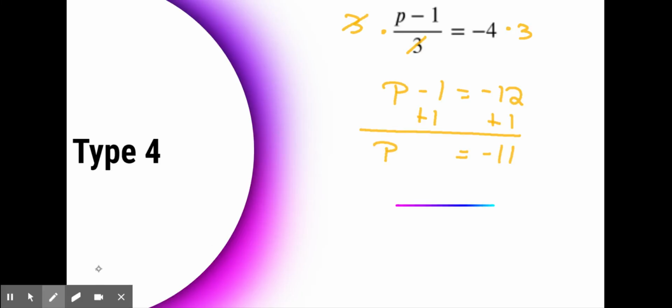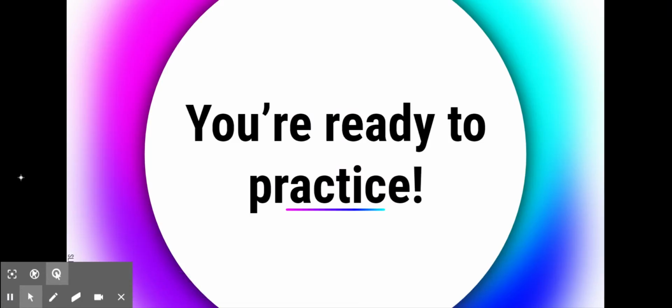Okay, so you have an example now of all 4 types of two-step equations that you are going to see. So now you are ready for your practice assignment. You need to get a piece of paper out because you're going to be showing some steps for me, and you are ready to go.